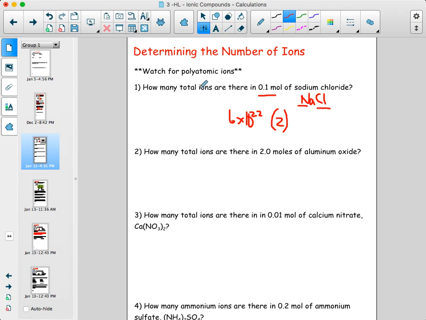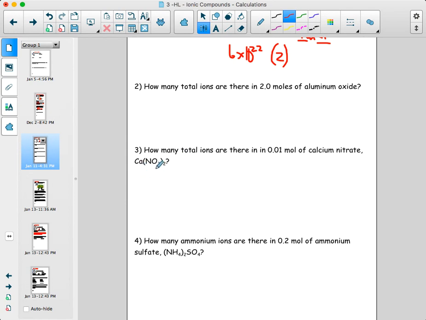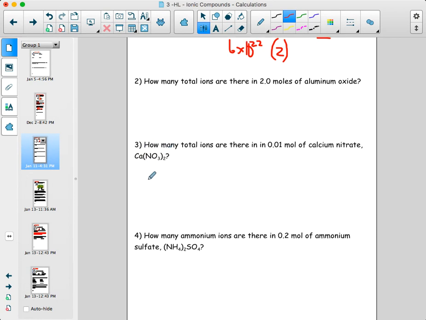The only place where this gets tricky is with the polyatomic ions, because polyatomic ions look like they are made of many atoms. So in this one, you have to really be able to recognize your polyatomic ions. In this one, it says how many total ions are there in 0.01 moles of calcium nitrate. Well, there's 1 calcium ion, and then there are 2 nitrate ions. So total, there are 3 ions in every 1 formula unit. So again, it's just figuring out that correct ratio.